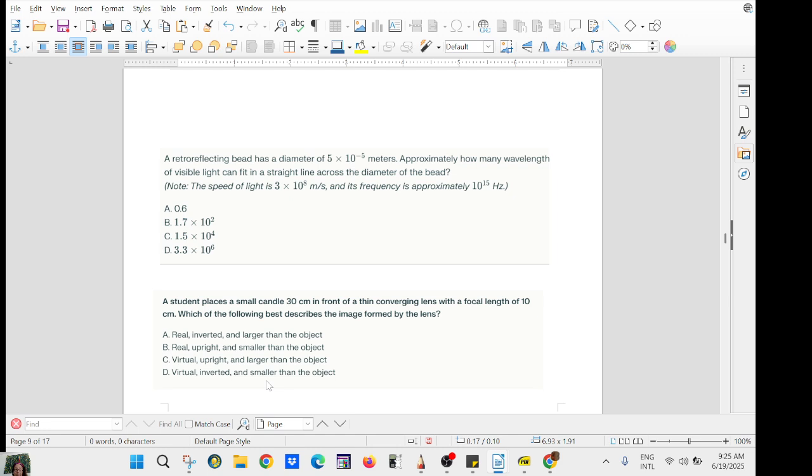No, there is one more. So the object is 30 centimeters in front of a thin converging lens. So 30 is larger than 10. So it should be real and inverted, and smaller. I think there is a mistake again.